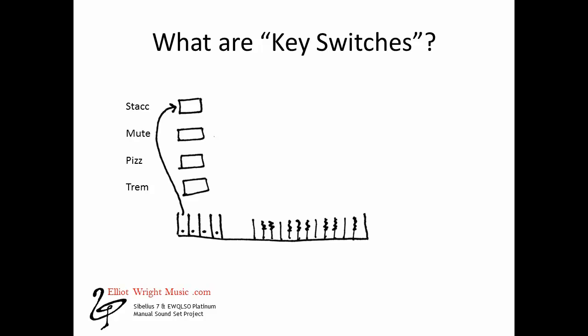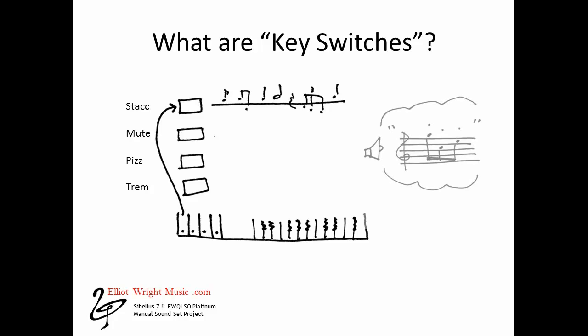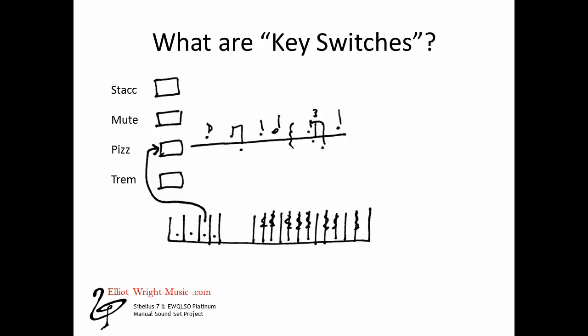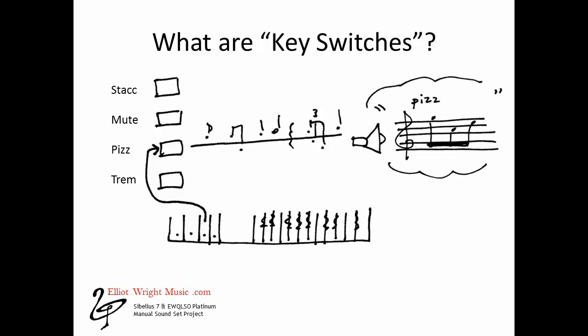So let's say, for example, I press this one key over here, which I know activates the staccato patch inside of this key switching patch. I can play a passage of notes using the keyboard, and the sound that I'll get will sound like, hopefully, the real instrument playing staccato. Alternately, I can press a different key on the keyboard to activate, say, the pizzicato patch, play the same notes again through the keyboard, and the sound that I'll get is pizzicato.